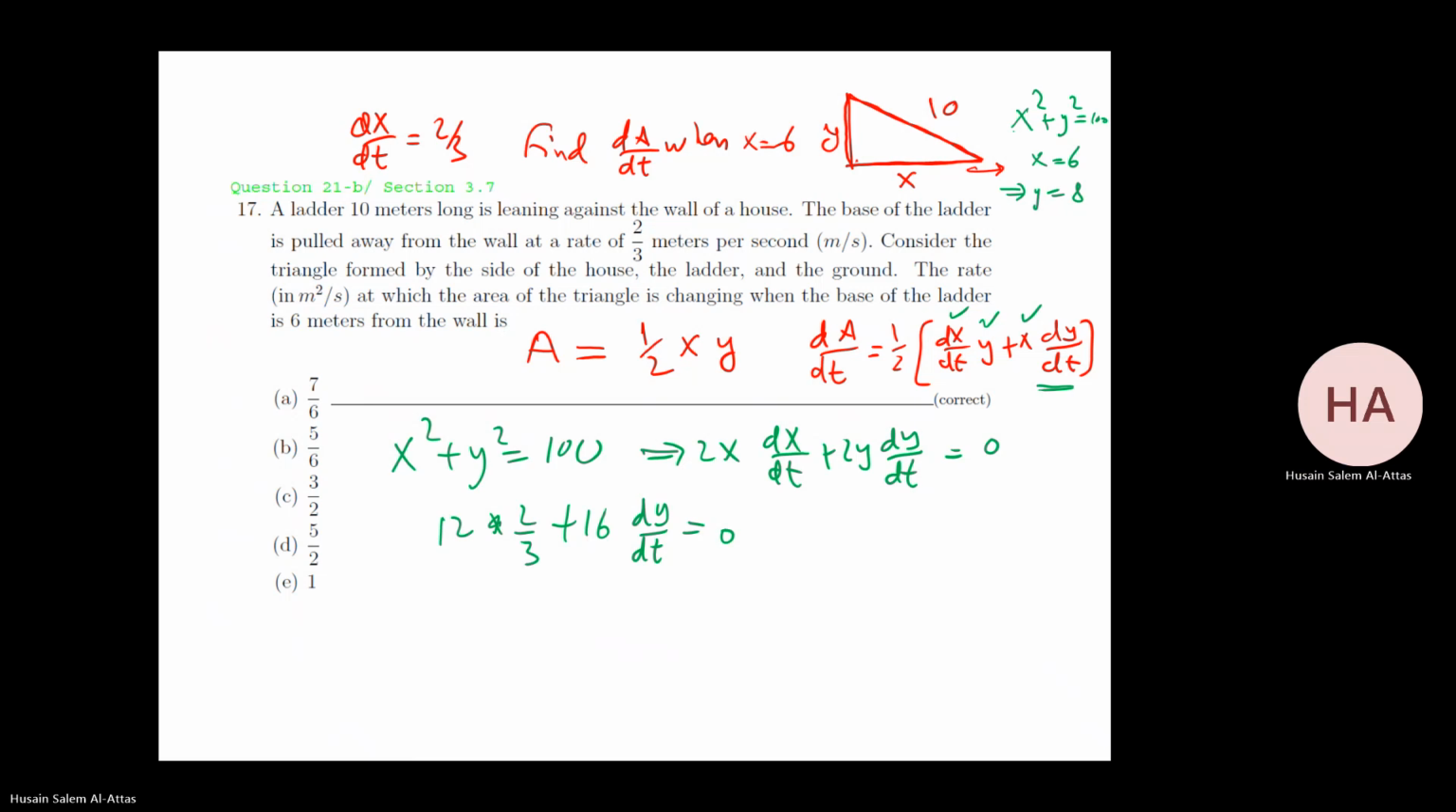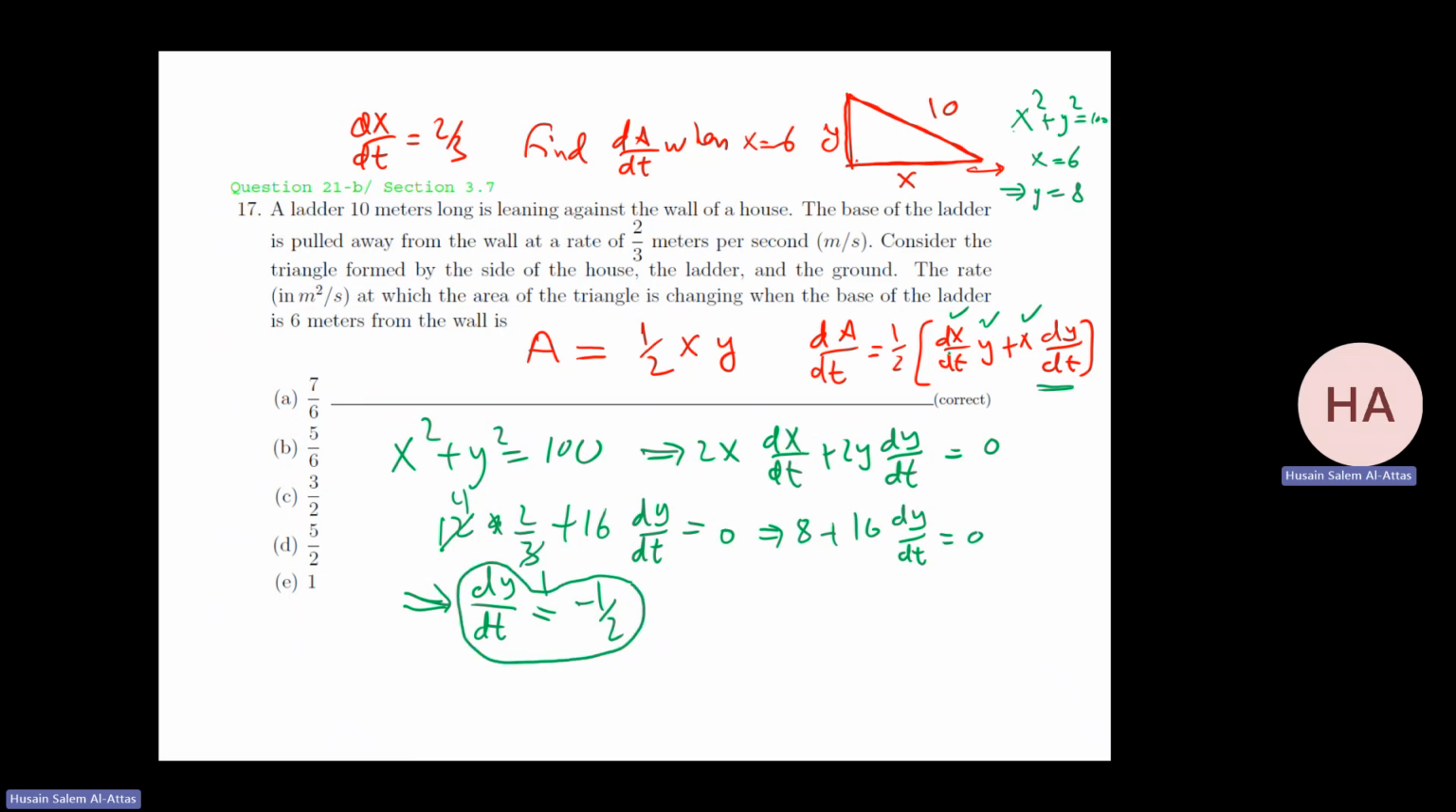Okay, let us see what will happen. I have this is 1, this is 4. So I have 8 plus 16 dy over dt equal to 0. So dy by dt equals what? Yeah, minus 8 over 16, minus half. So I get this, dy over dt.